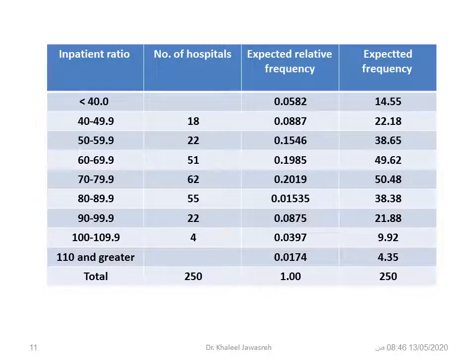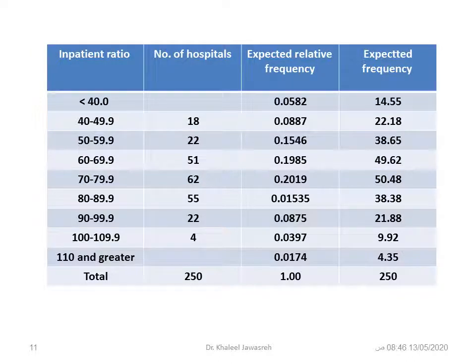For patients which are less than 40, the expected relative frequency will be 0.0582, and the expected frequency is 14.55. Okay, just multiplying by using the previous steps for the category. The second category will be 22.18. The third category, which is 50 up to 59.9, is 38.65, and so on for all the other hospitals.